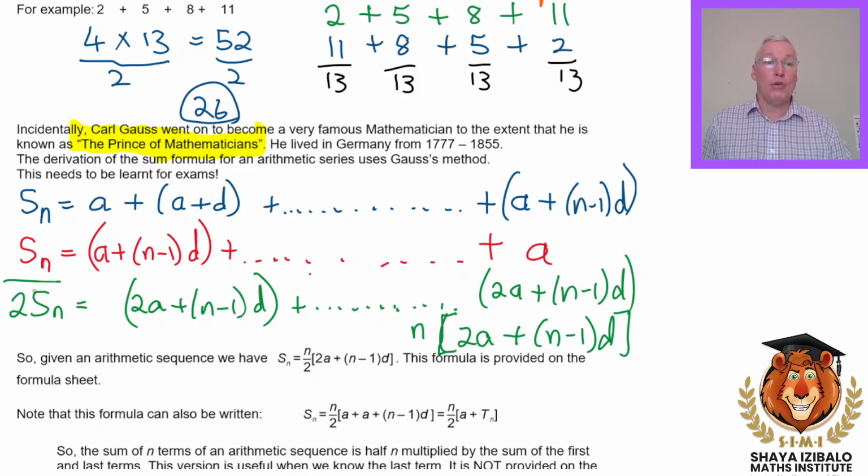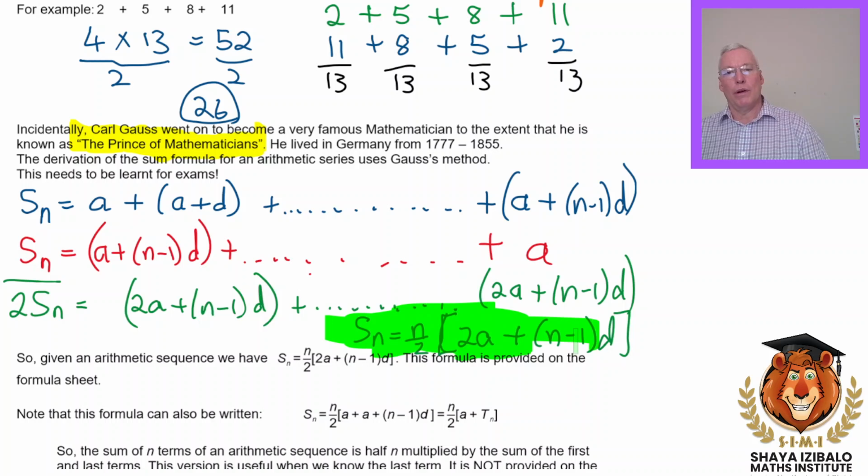That's 2Sn. So if we divide both sides by 2, we get Sn as n over 2, 2 lots of a plus n minus 1 lots of d. And that formula we need to know. We need to know it for tests and exams. It does get given to us on the formula sheet, but we're going to use it quite a lot and we're going to see how it works. What it does is it allows us to work out the sum of some terms if we know a, we know d, and we know how many terms we want to add.